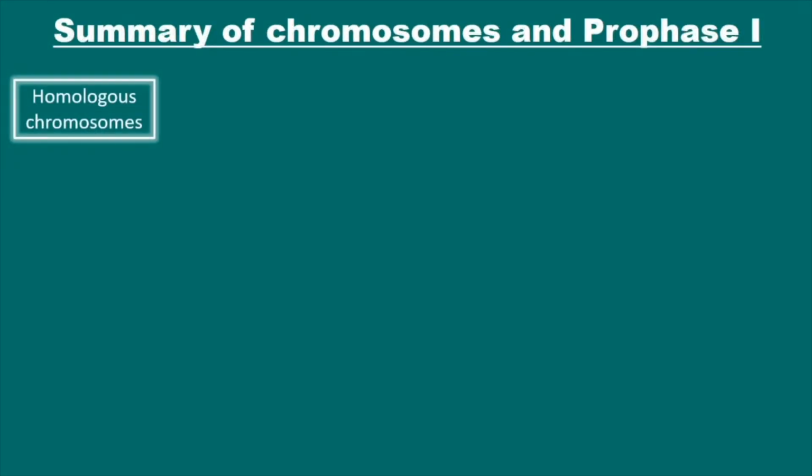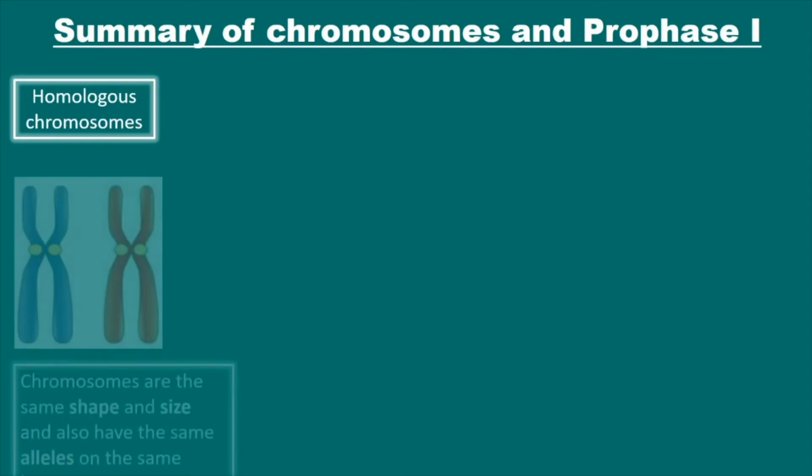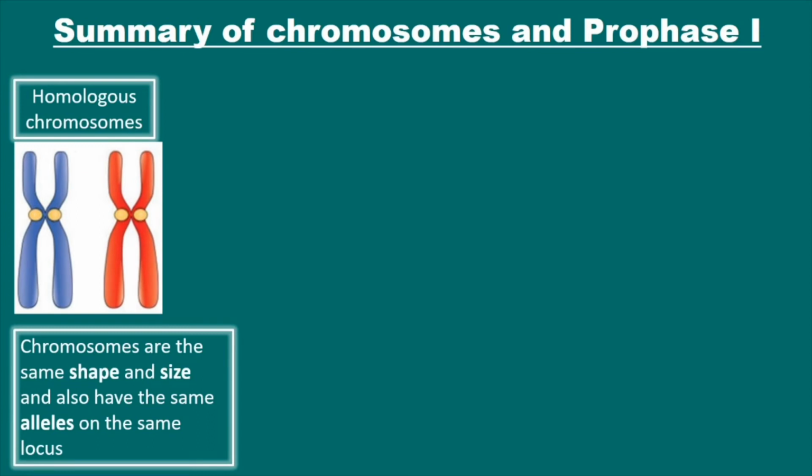Firstly, the chromosomes that we will find during prophase I, or during meiosis, we call homologous chromosomes. These are 2 chromosomes that will be the exact same shape and size. These chromosomes will always have the same alleles at the same locus. That means we will find the same gene at the same location on these chromosomes. One of these chromosomes comes from the dad and the other comes from the mother.